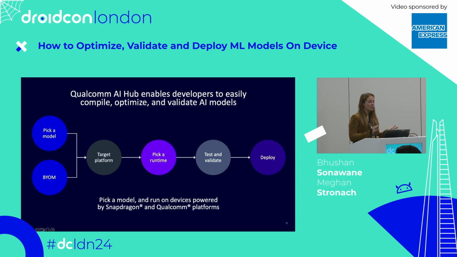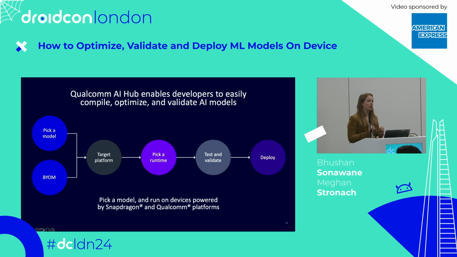So you can take that model and bring it to our platform and submit a compile job. And with that, you specify the target platform, so which device you're aiming to deploy to, and the runtime that you'd like to use. So we support TensorFlow Lite, ONNX Runtime, and Qualcomm AI Engine Direct. And then you submit your model. And with that, we'll procure a real device hosted in the cloud for your model to run on.